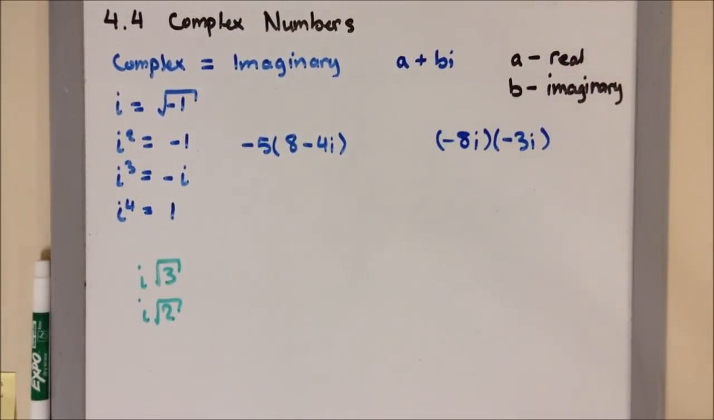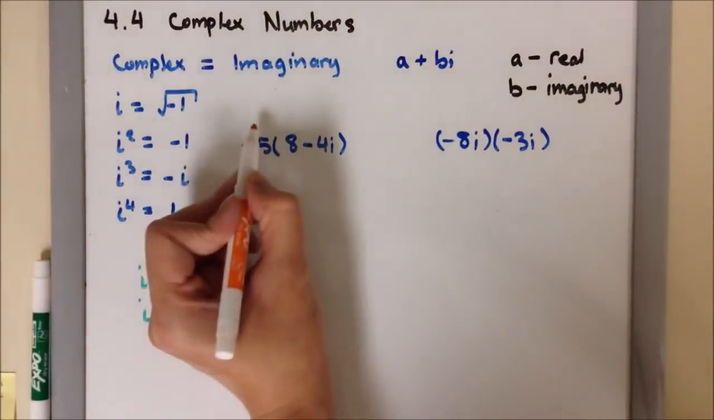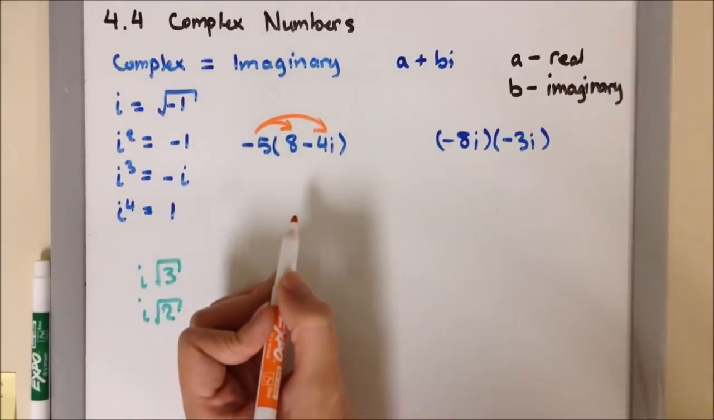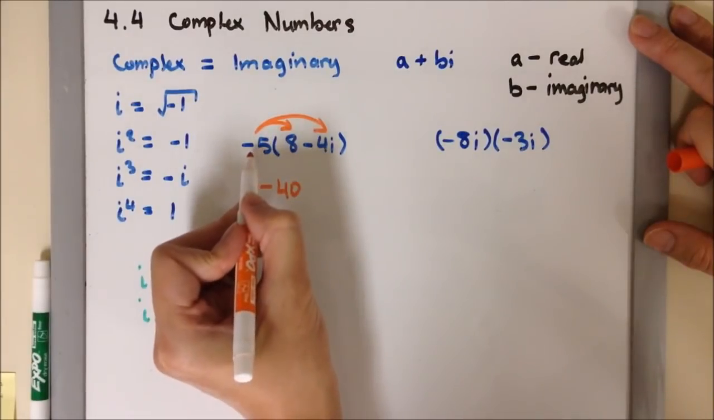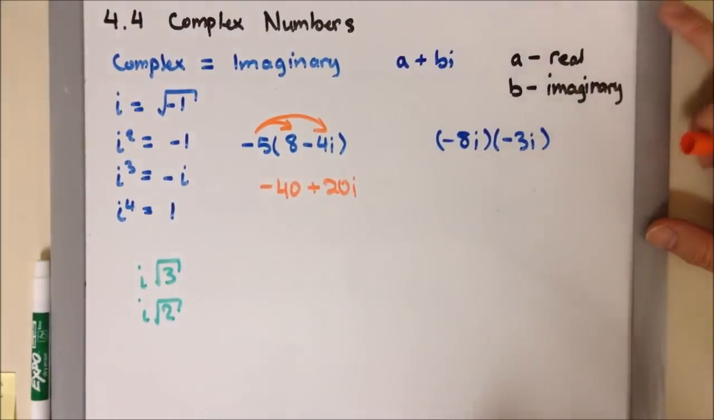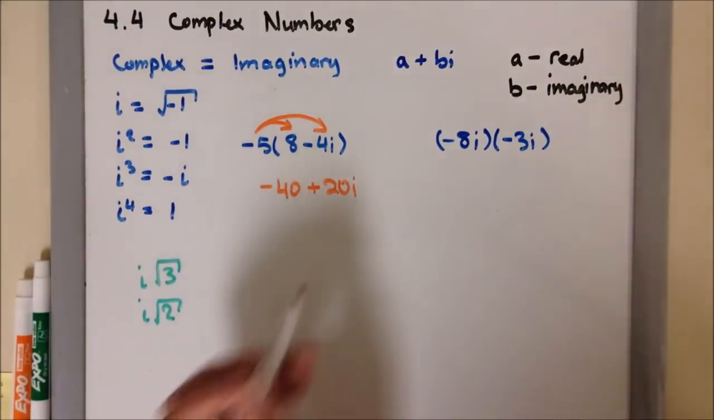So in this part, we're going to focus on multiplying with complex numbers. It's going to be the same process as when you're simplifying expressions. In our first example, we have negative 5 times the difference of 8 and 4i. Since it's in front of the parenthesis, I'm going to distribute the negative 5 to everything inside. So negative 5 times 8 would be negative 40. And then negative 5 times negative 4i will be positive 20i. There's nothing I could do to the negative 40 nor to the 20i, so that will be my final answer.